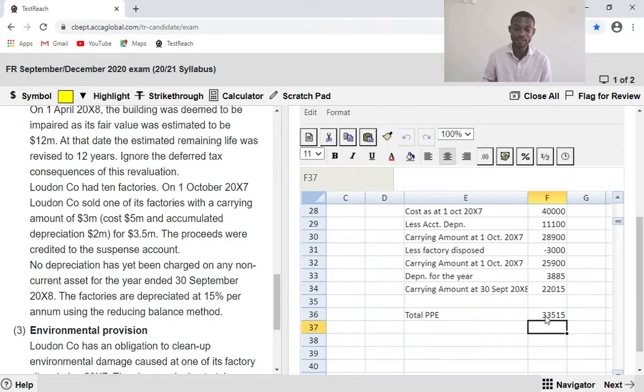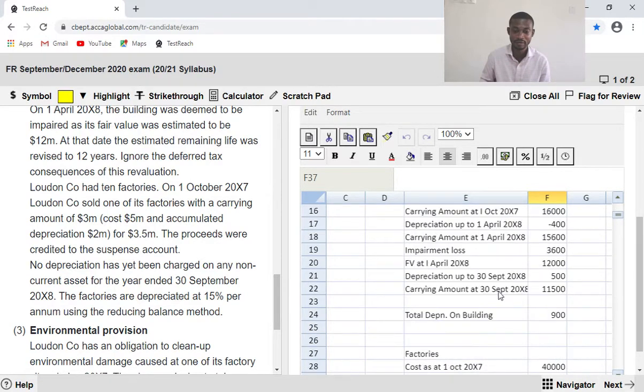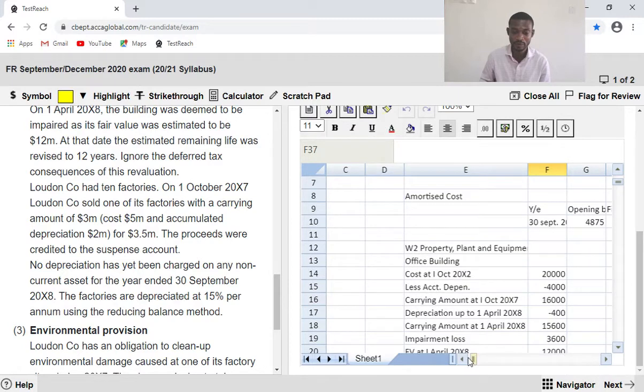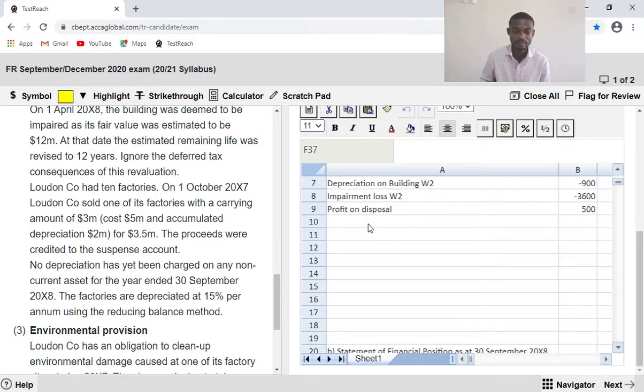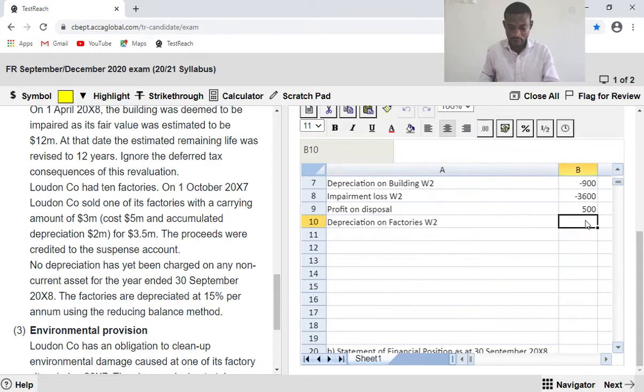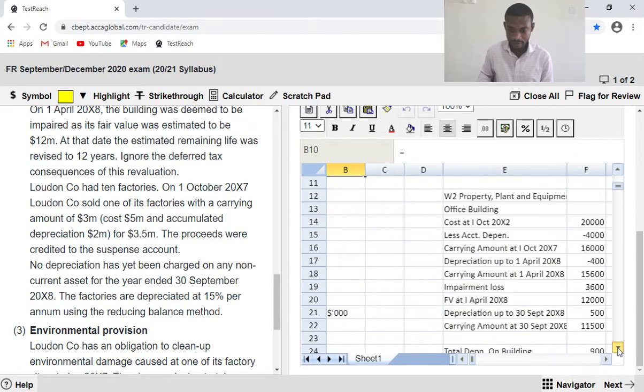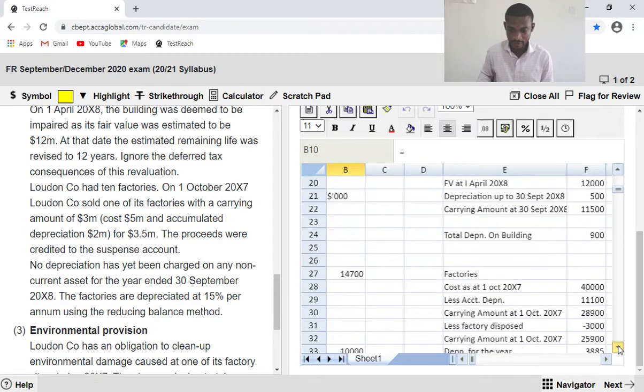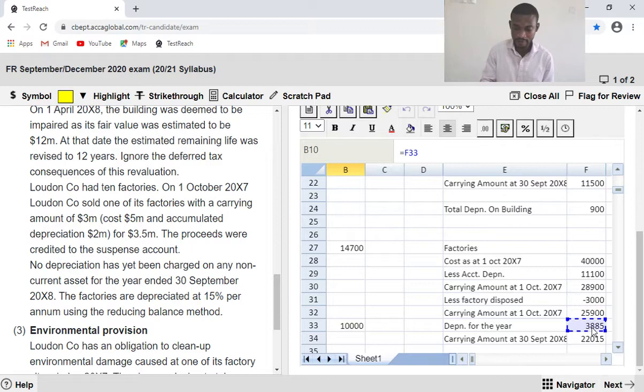So I'll pick the depreciation on the factory. So I'll go to the P&L. So let's go down to P&L and say depreciation on factories, also in workings too. Not much of a problem. So this should be equal to, so we go down to our workings and pick the depreciation. Here it is. Now say enter.